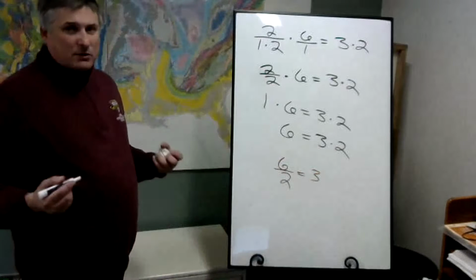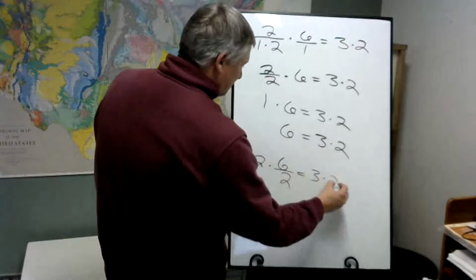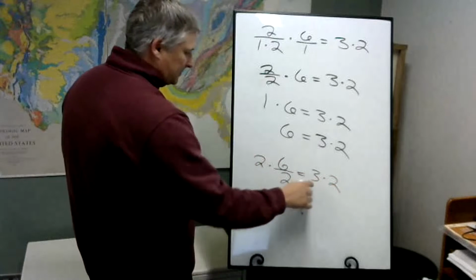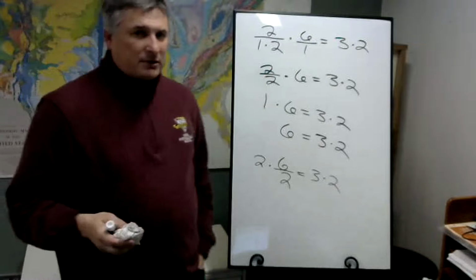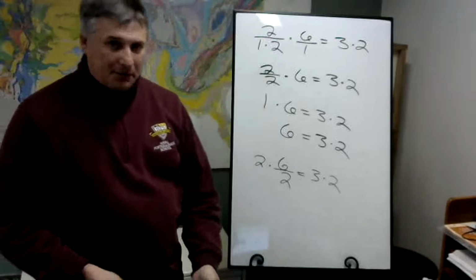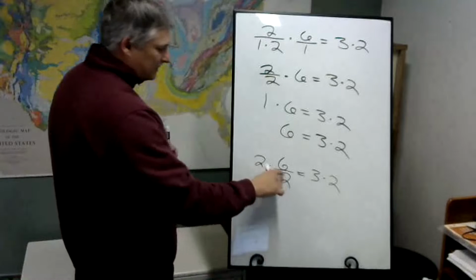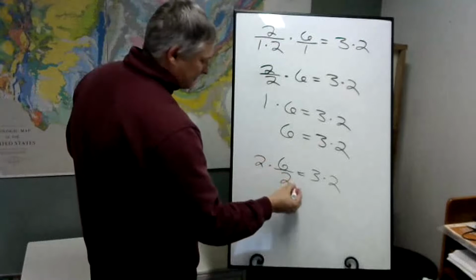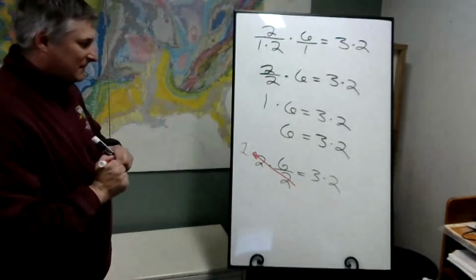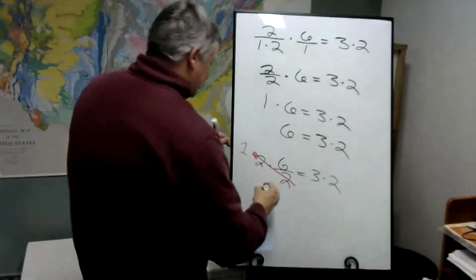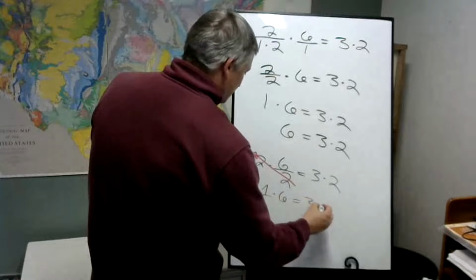And so the way we do this is we'll say multiply both sides by 2. This is 3, multiply both sides by 2. In algebra, instead of writing all these ridiculous steps, we're going to take a shortcut. We're just going to say this divides into that, you get 1. And so you get 1 times 6 is equal to 3 times 2.